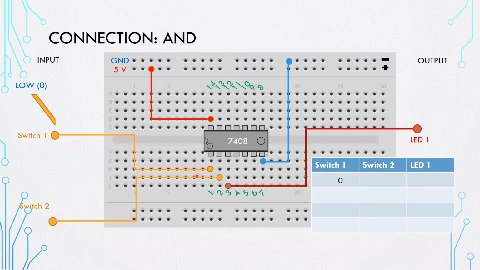So make the first switch 0, the second one 0, and see what happened. If you do that in the lab, the output or the LED is gonna be 0. That's gonna be off. Okay, let's make the first one 1 and the second one 0.